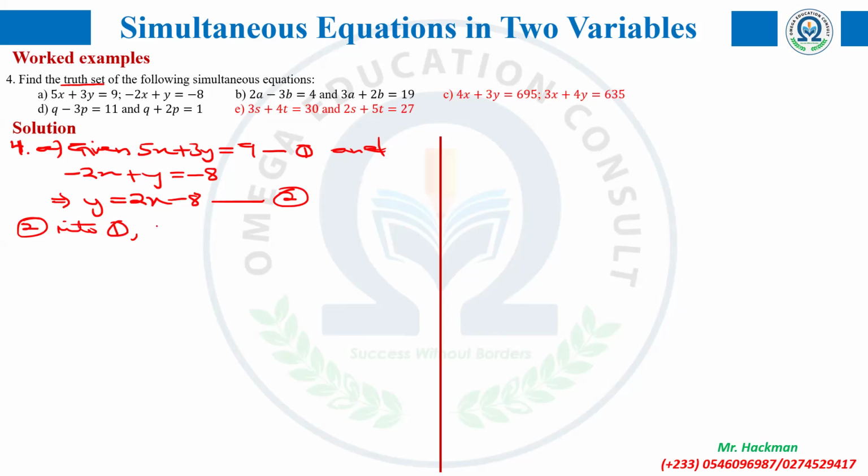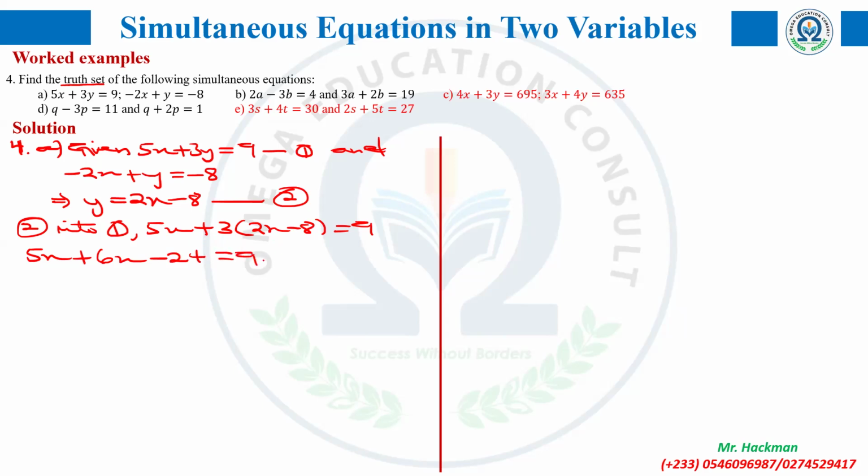Okay, so at this point, wherever I see y in equation 1, it becomes 2x minus 8. So I'm going to get 5x, okay, plus, sorry, 3y. So 3, your y is what? 2x minus 8. Okay, and that is equal to 9. Okay, so at this point, what do I do? I'm going to get 5x, come and expand this plus, okay, 6x, okay, minus 24, okay, is equal to 9.